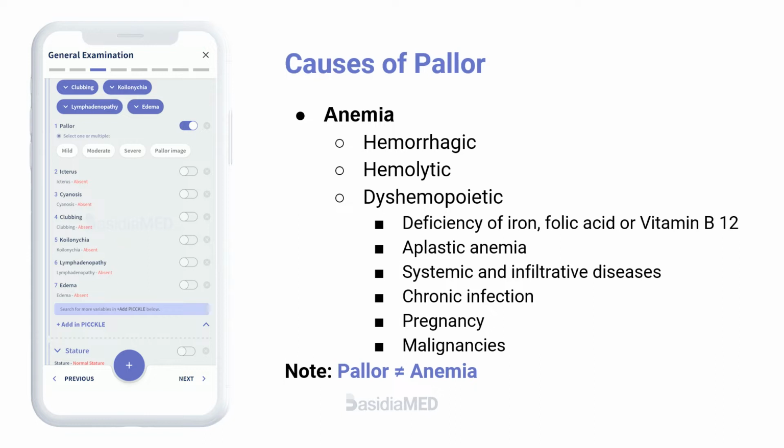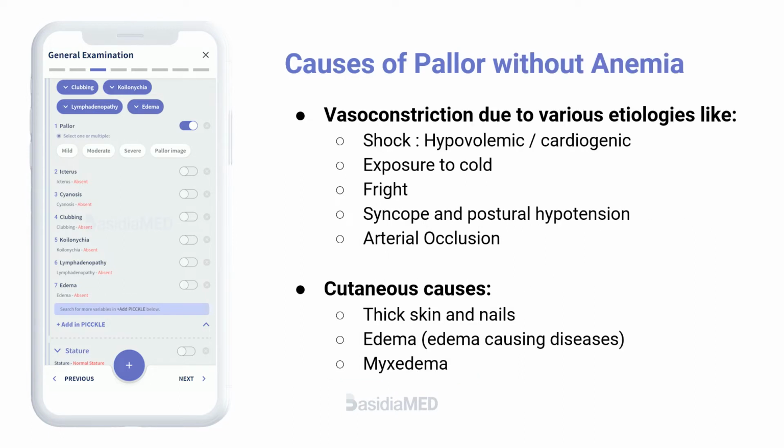It is important to note that pallor and anemia are not interchangeable terms. There are many causes of pallor, and anemia is the commonest of them. The causes of pallor without anemia include vasoconstriction due to various etiologies like shock, hypovolemic or cardiogenic, exposure to cold, fright, arterial occlusion, syncope and postural hypotension. Cutaneous causes include thick skin and nails, edema, edema-causing diseases, and myxedema.